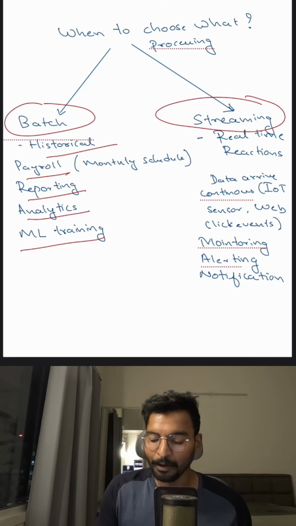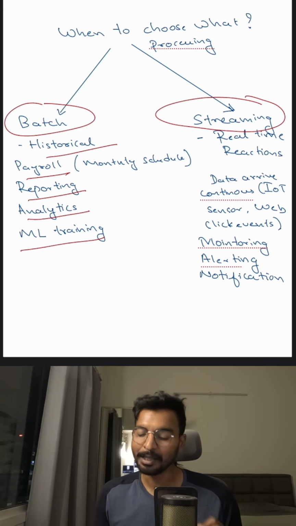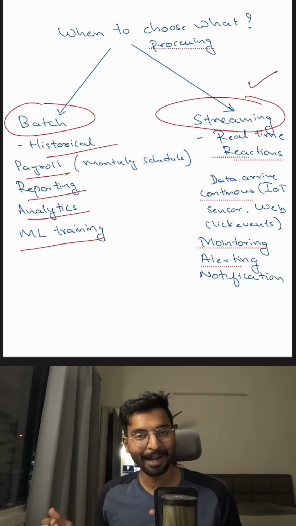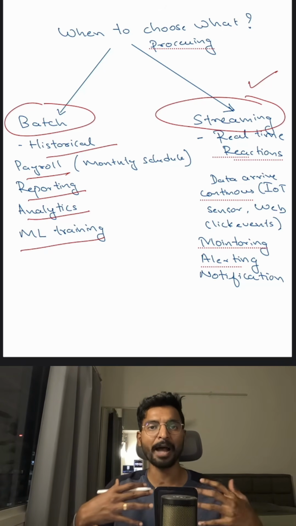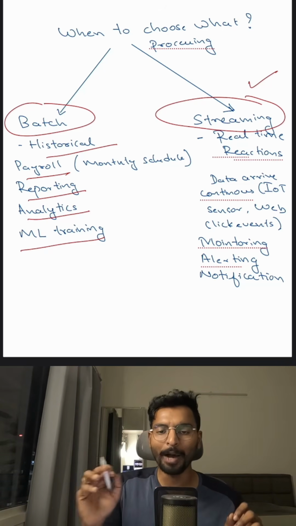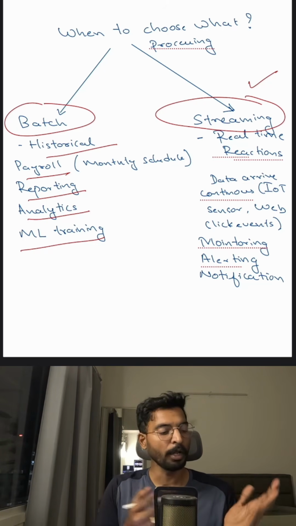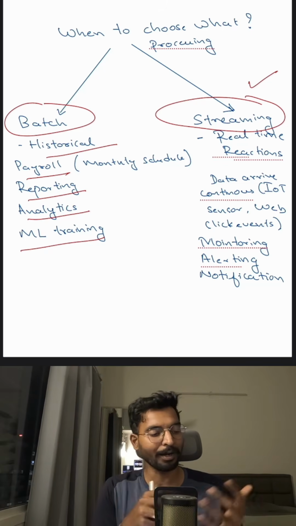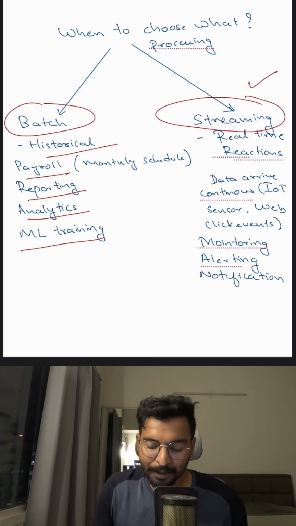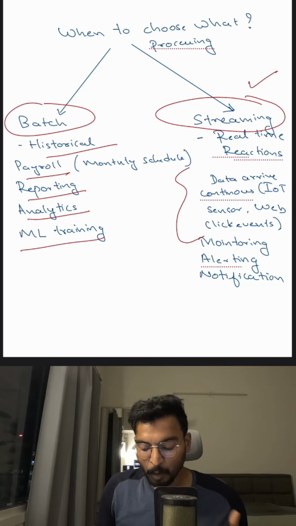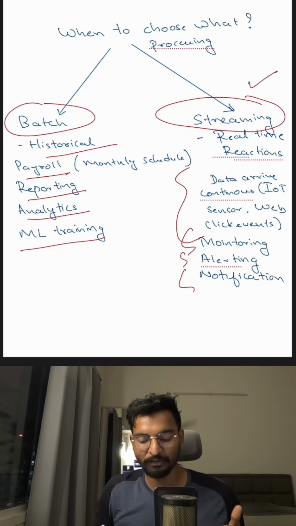Streaming, on the other hand, is what you always opt for when real-time reactions are needed. For example, data arrives in a continuous fashion from an IoT sensor or from web click events, mouse click events or keyboard events, or even on a mobile phone when you have a click or a tap event. All of this needs to be streamed live, right? The same goes for monitoring, alerting, or notification.